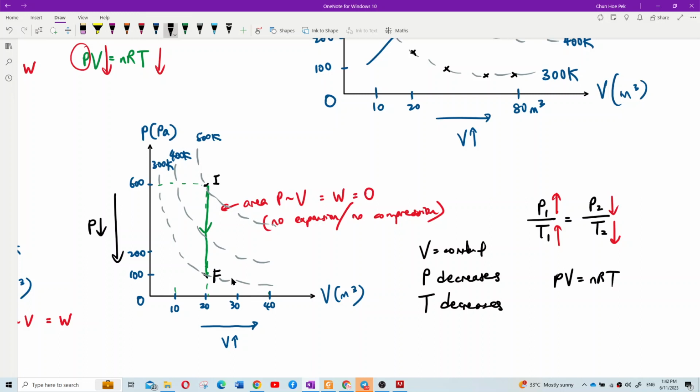So higher temperature, higher pressure. This one, but volume constant. Higher temperature, higher pressure. Okay, understand, class? Can get it?